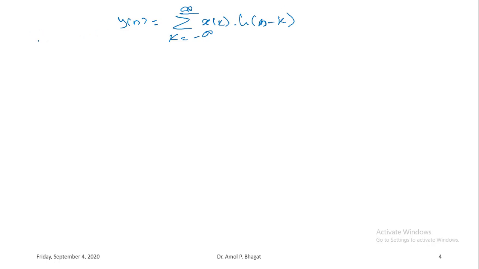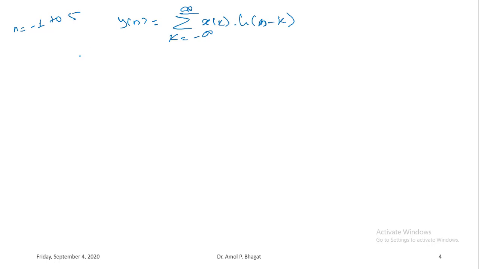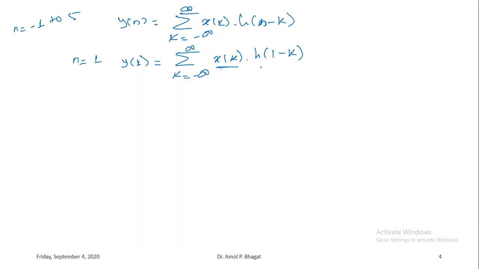Now I have to identify it as your n is varying from -1 to 5. We already identified it for n is equal to 0 here. Now you can substitute n is equal to 1. So for n is equal to 1, the formula will be y of 1 is summation k is equal to minus infinity to infinity x of k into h of 1 minus k, right? We already have this x of k, we already plotted it here. Now we need h of 1 minus k.